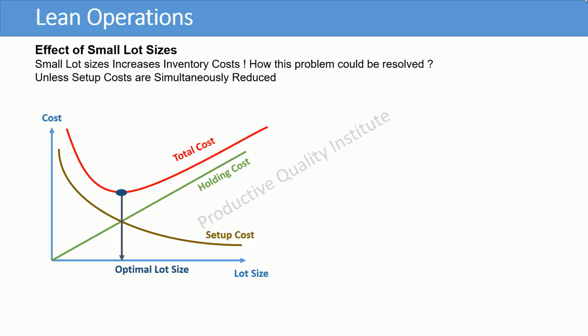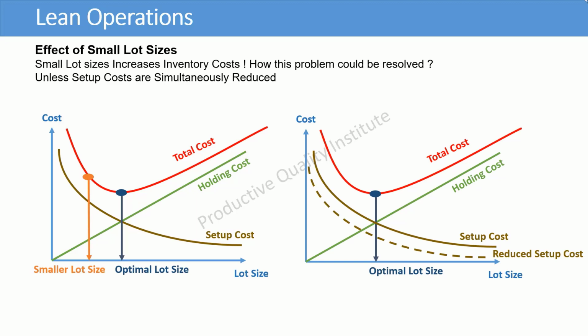To solve this issue, the setup time for each lot must be reduced in order to reduce the setup cost. Reducing the setup cost will lead to a new optimal lower lot size point, with a suitable total inventory cost. During the course, we will learn how to calculate the minimum safe lot size and the optimum lot size, taking into consideration all the process parameters.